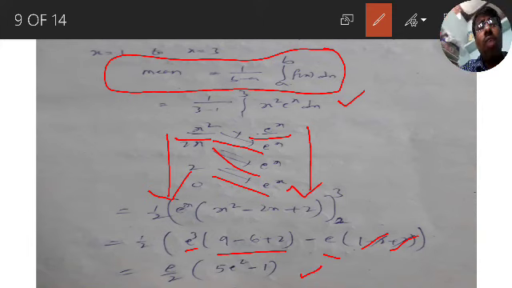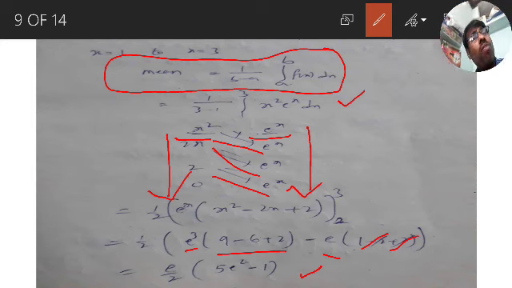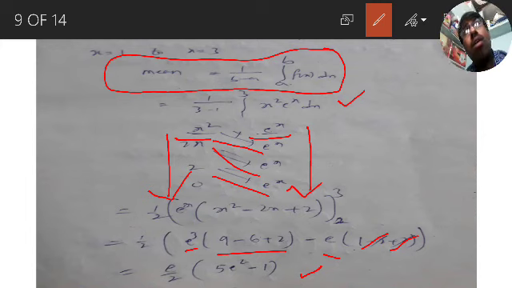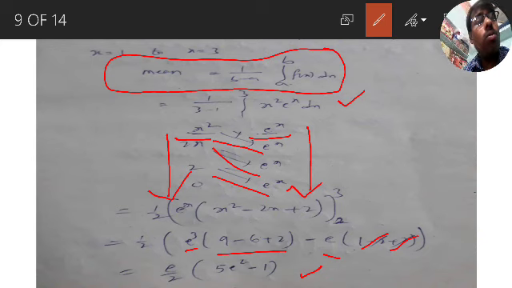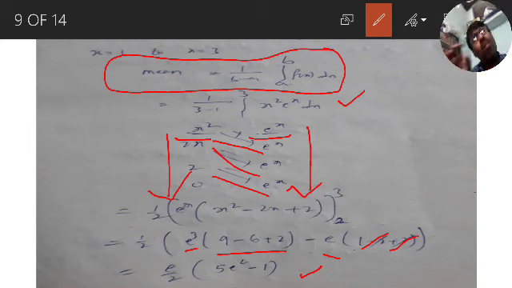So what is the mean value? e by 2 into 5 e square minus 1 is the value. In the previous problem we used the Bernoulli rule. Now in this problem we used the Bernoulli rule, and in the previous two problems we used the product rule, that is integration by parts. So all methods are coming again here.